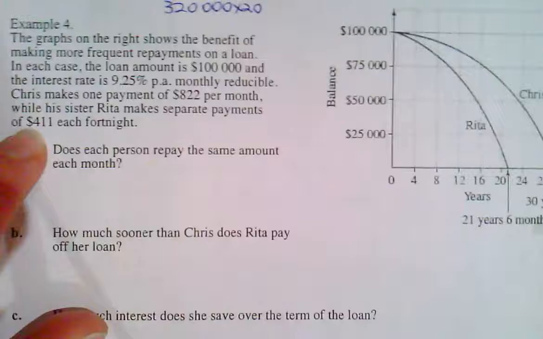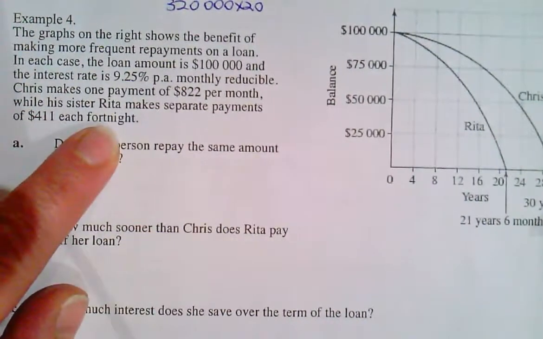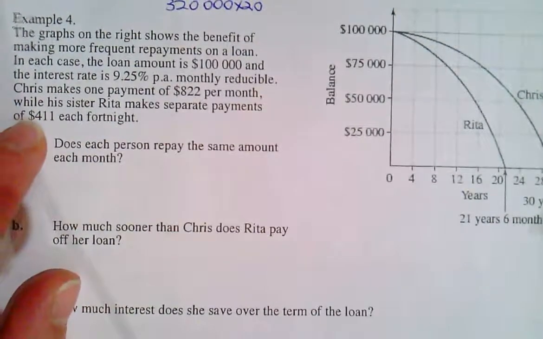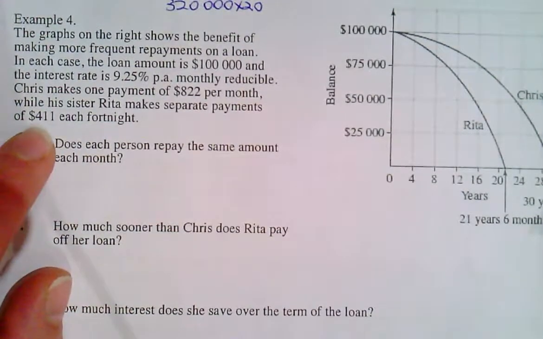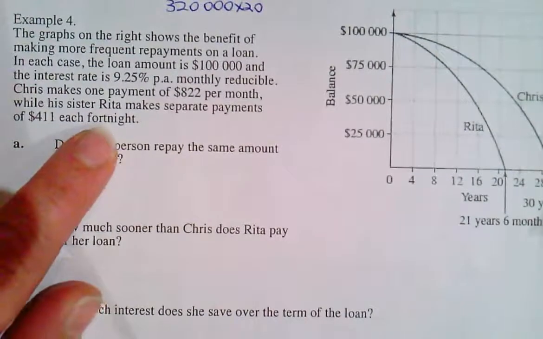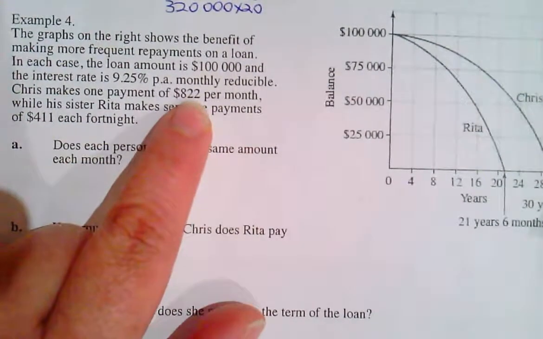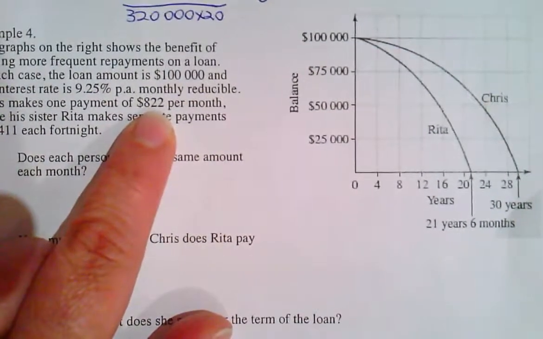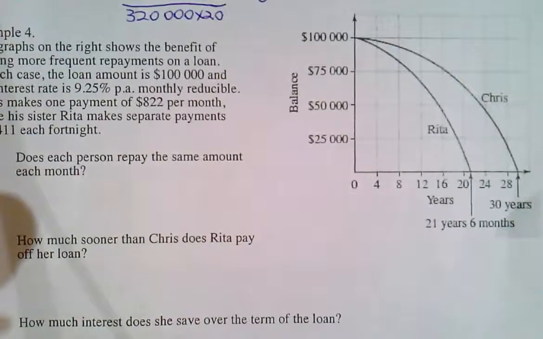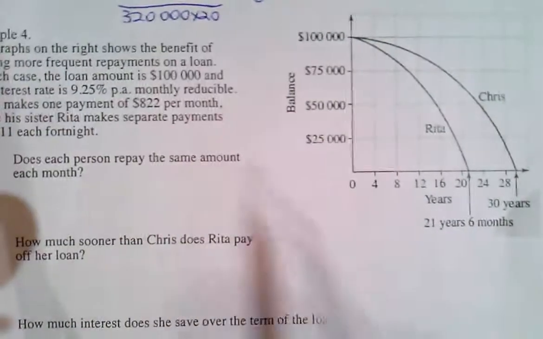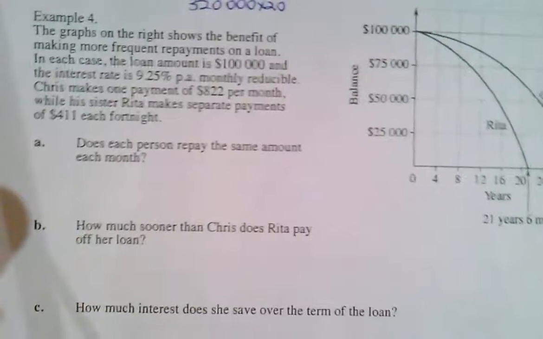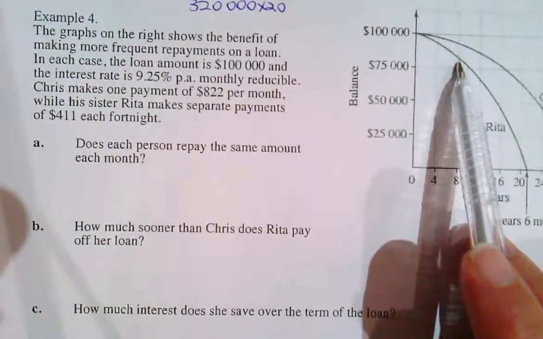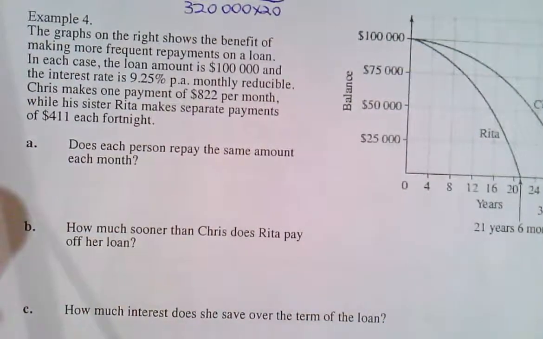Now, remember a fortnight is 14 days, and 2 fortnights is 411 plus 411 is 822. 2 fortnights is only 28 days, but 822 a month. Months are often more than 28 days. The only time a month is 28 days is in February if it's not a leap year. Notice that by paying fortnightly, $411, you're reducing the amount owing on the loan quicker.